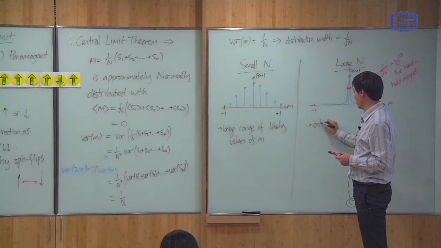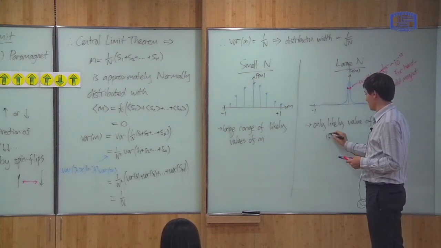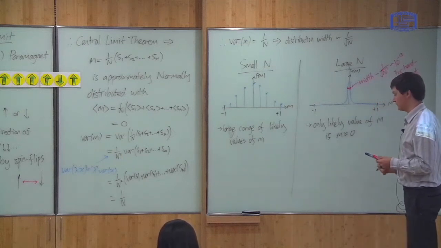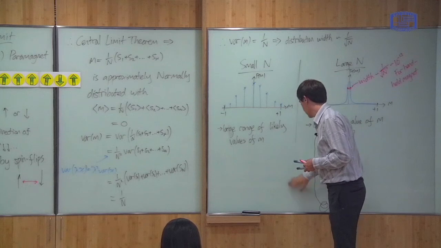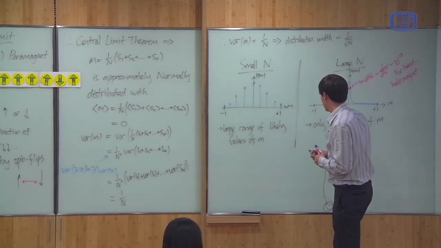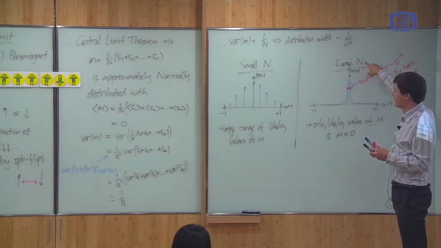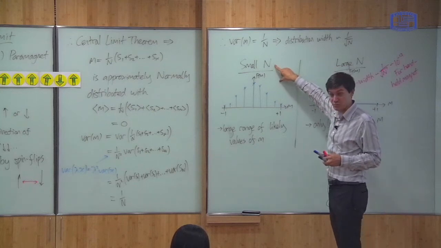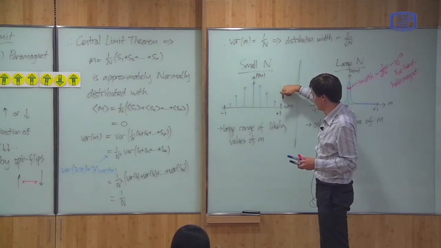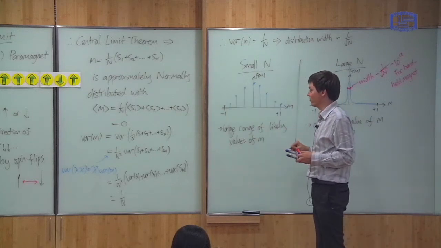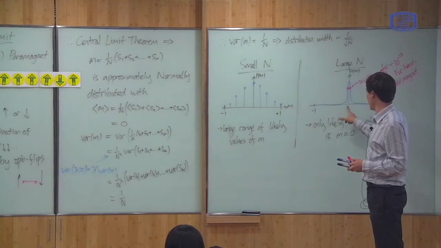So for large n, the only likely value of m is m approximately equal to zero. So this means that, in some sense, the system with a large number of particles is actually simpler than the system with a small number of particles. In the system with a small number of particles, m can be many different things. Maybe we can measure m equals plus 1 with a reasonable probability, m equals minus 1 with a reasonable probability, and a range of values in between. But in the large system, it's much simpler. In the large system, we only get m equals zero.